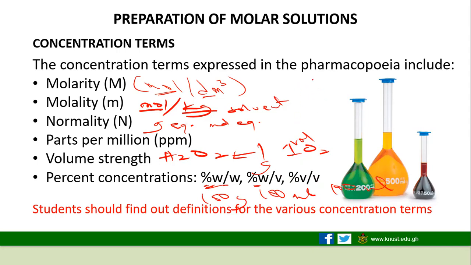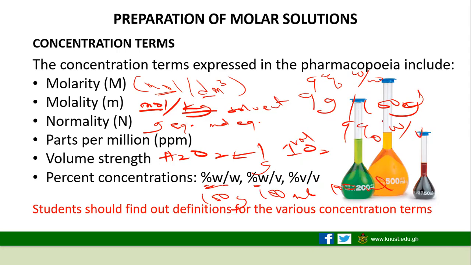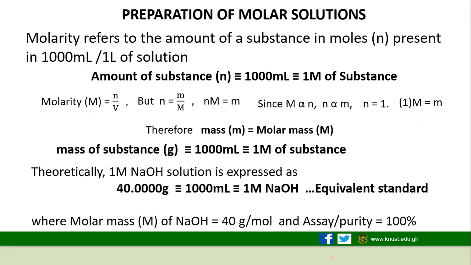Good. So assuming I have 9 percentage weight in weight, that means I'm talking about 9 grams of the solute in 100 grams of the solution. If I talk about 9% weight in volume, I'm talking about 9 grams in 100 mils. If I talk about 9% volume in volume, I'm talking about 9 mils in 100 mils of the solution. Very simple. Good.